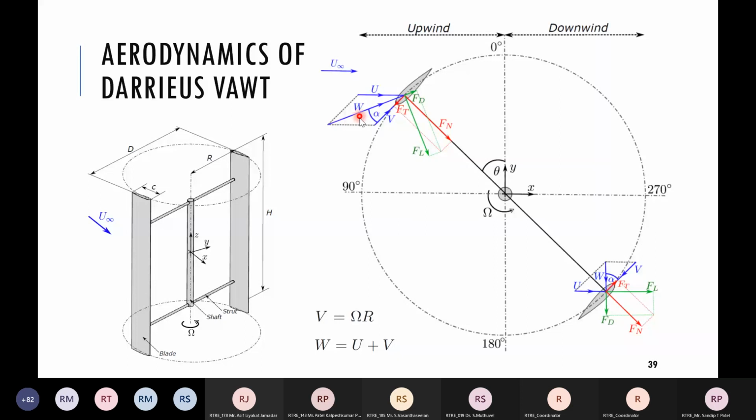Okay, so what is the difference? Now, we are assuming that this rotor is rotating at some tip speed ratio. Okay, so the velocity of this rotor, the tangential velocity of the rotor, is V, while U is the ambient velocity. So there are two relative movements which our rotor is going to feel.